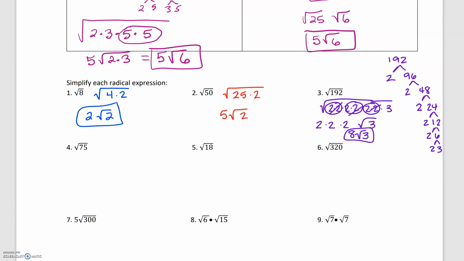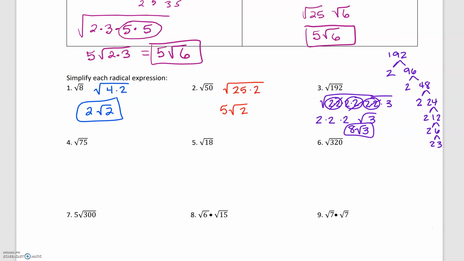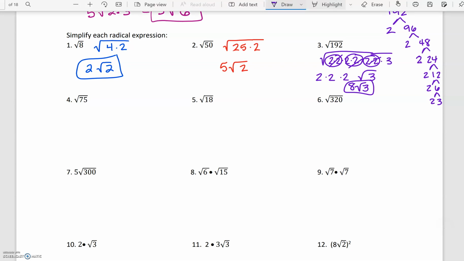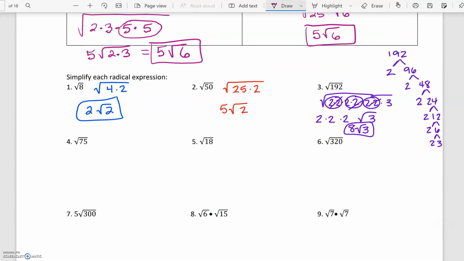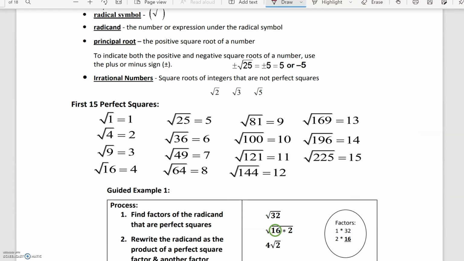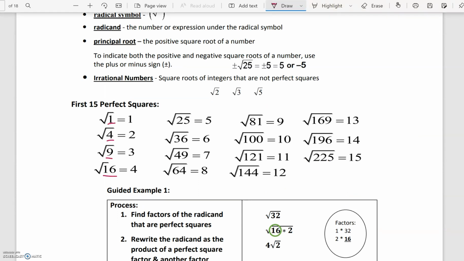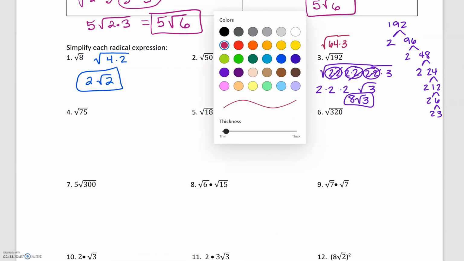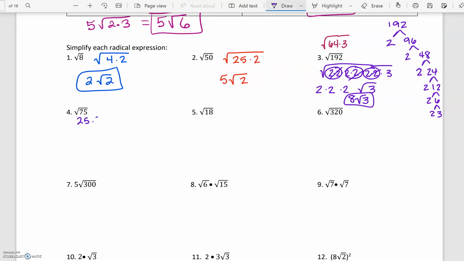Square root 3. So if that is easier for you, it can take a little bit longer sometimes. You can do it that way and just break it down. But if you can try and get the biggest perfect square, so on this one, you would try and get 64 times 3. So again, we're looking for these numbers here that are perfect squares: 1, 4, 9, 16, 25, 36, 49, 64, 81. And you're trying to find that as a factor of the number underneath the radical. So for 75, 25 times 3.